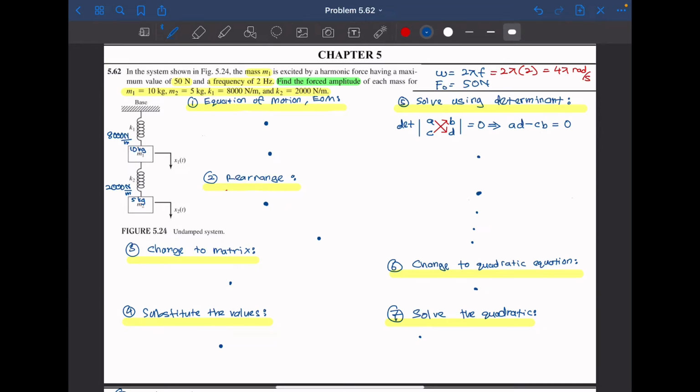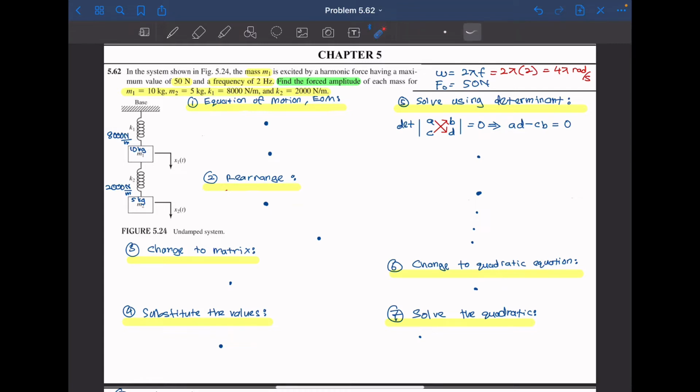Okay, this is problem 5.62, and the system shown in figure 5.24 below. The mass M1 is excited by a harmonic force having a maximum value of 50 Newton and a frequency of 2 Hertz. Find the force amplitude of each mass for M1, which is 10 kg, M2 5 kg, K1 is 8,000 Newton per meter, and K2 2,000 Newton per meter.